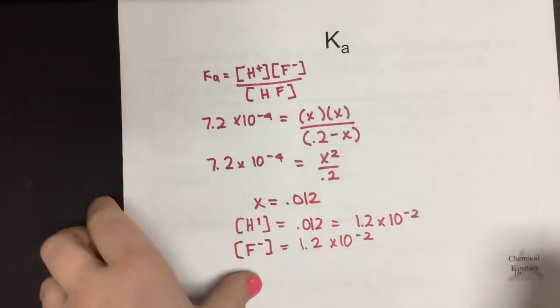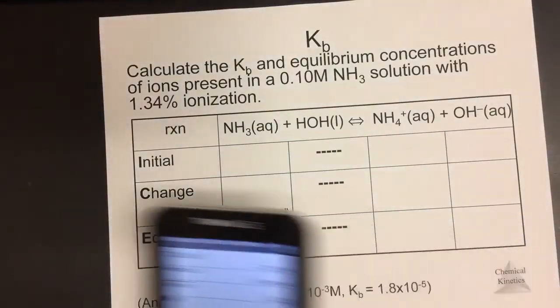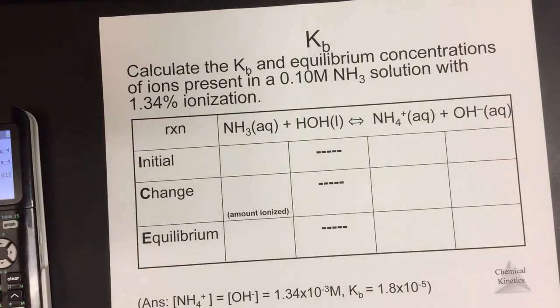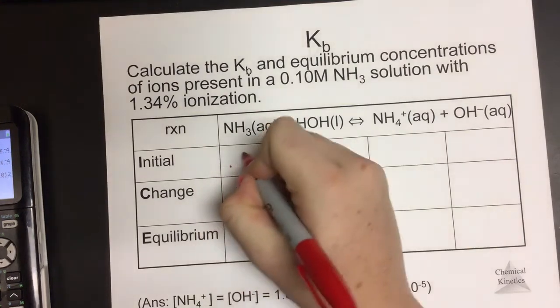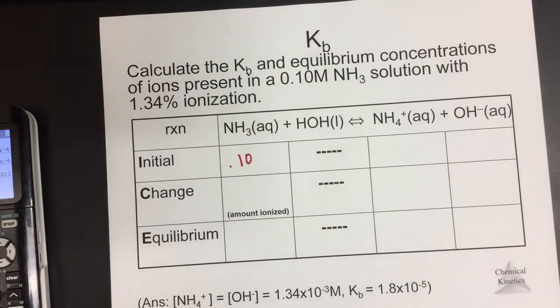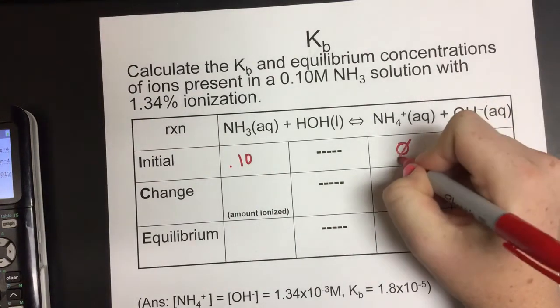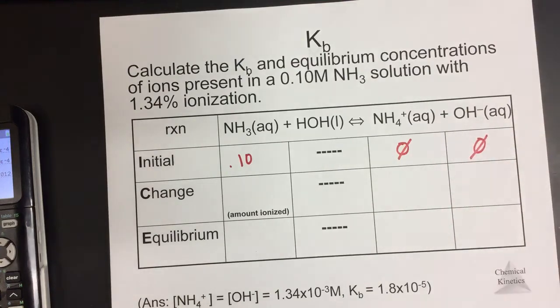Okay, so last problem, onto a Kb problem. So this is the problem. Calculate the Kb and equilibrium concentrations of ions present in a 0.10 molar ammonia solution with 1.34% ionization. So from this, as we can see, we're looking for the Kb and the equilibrium concentration of ions. So going back to our problem, we need to find what we can fill in our ICE box. And so we see that we have 0.10 molar of NH3 initially. And we also know that we have none of either of the products.